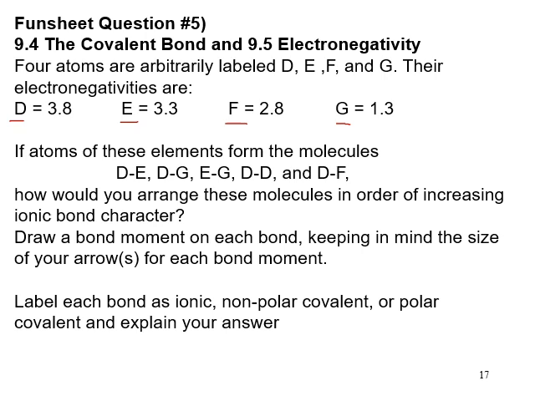So for example, if I combine D and E, if I make a compound between D and E, its electronegativity difference is 0.5. What does that mean as far as what kind of bond is that? Is it ionic or covalent? Once you figure all these things out, your goal is to label each as ionic, non-polar covalent, or polar covalent. Explain why you think that is. And also to draw a bond moment on each bond that is formed.